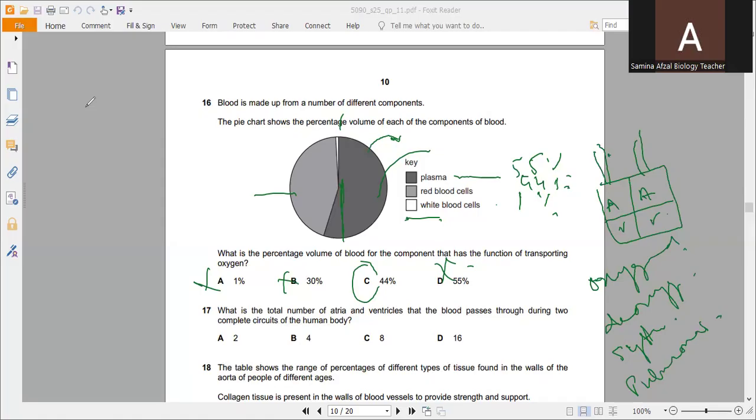So if we calculate two circuits, the blood completes two full circuits. It must pass through those four chambers twice. This is the reason it is called double circulation. So these four, the answer is 8. C is the correct option because the blood has to pass twice through the heart. So the total number of atria and ventricles will become double, which is 8.